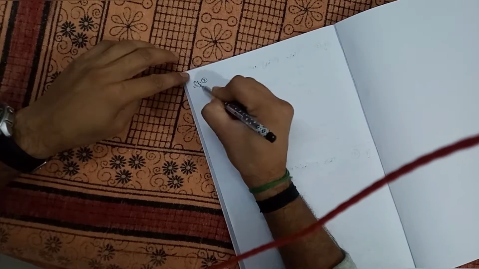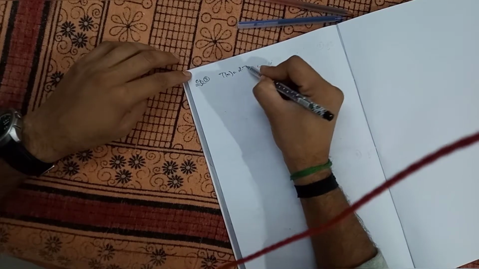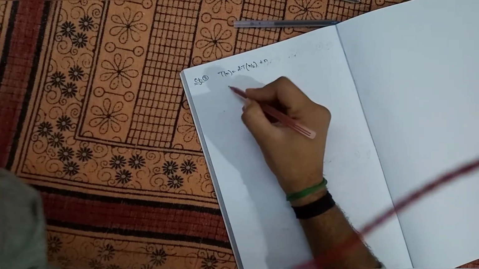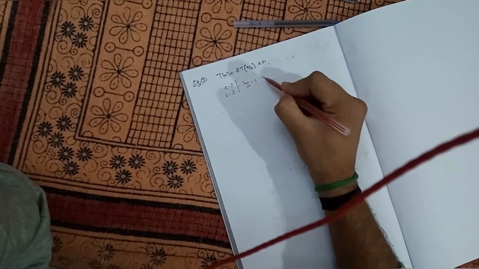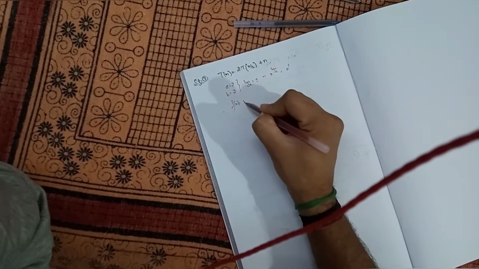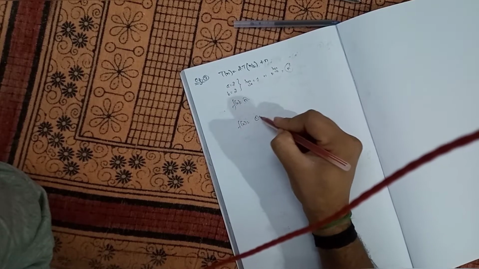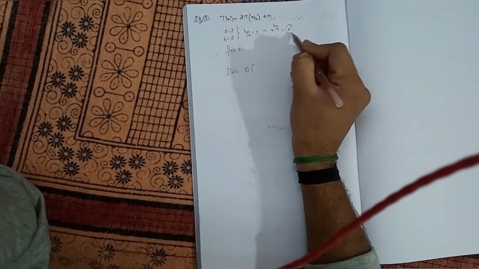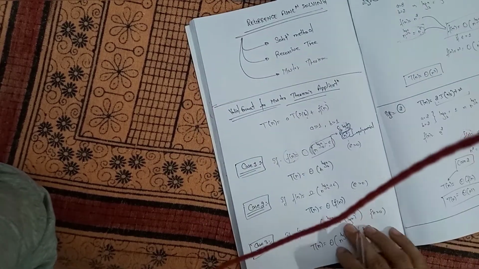Example 3. In example 3, I have t of n is equal to 2t of n by 2 plus n. It satisfies the format of master theorem. If a is equal to 2, b is equal to 2, this implies log a base b will be equal to 1. This implies n raised to the power log a base b is equal to n power 1. And f of n is also given to be n. Now you see, mathematically both of them are equal. But I can write f of n is equal to theta of, look at the given format, n power log a base b, the value which I calculate, multiplied by log n power k.